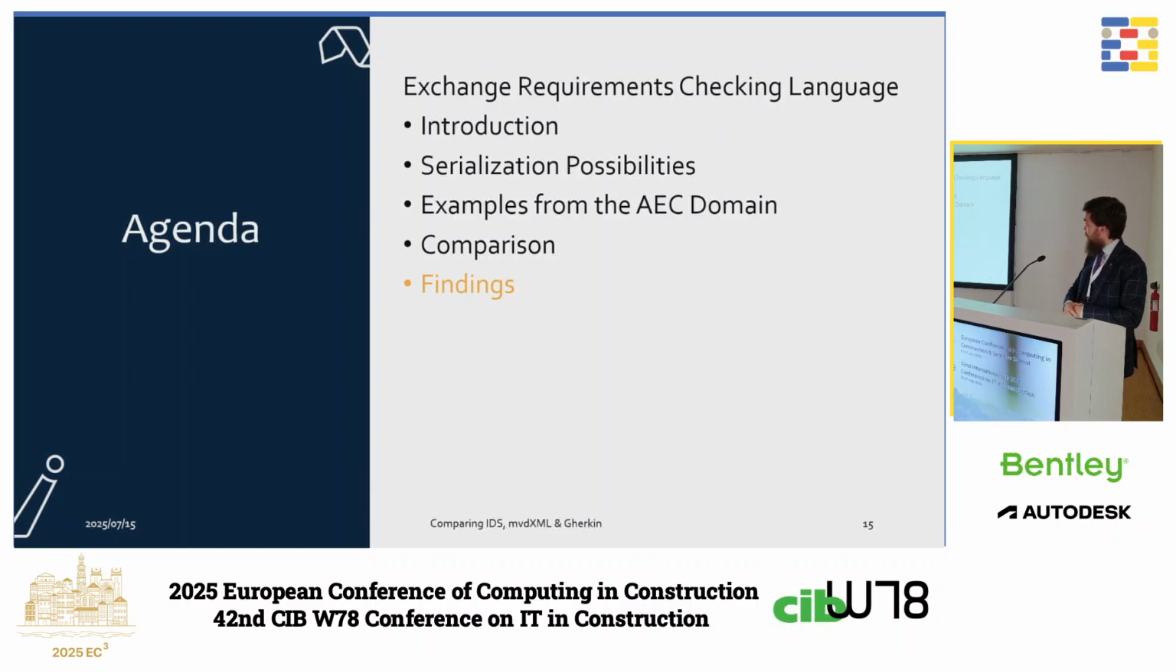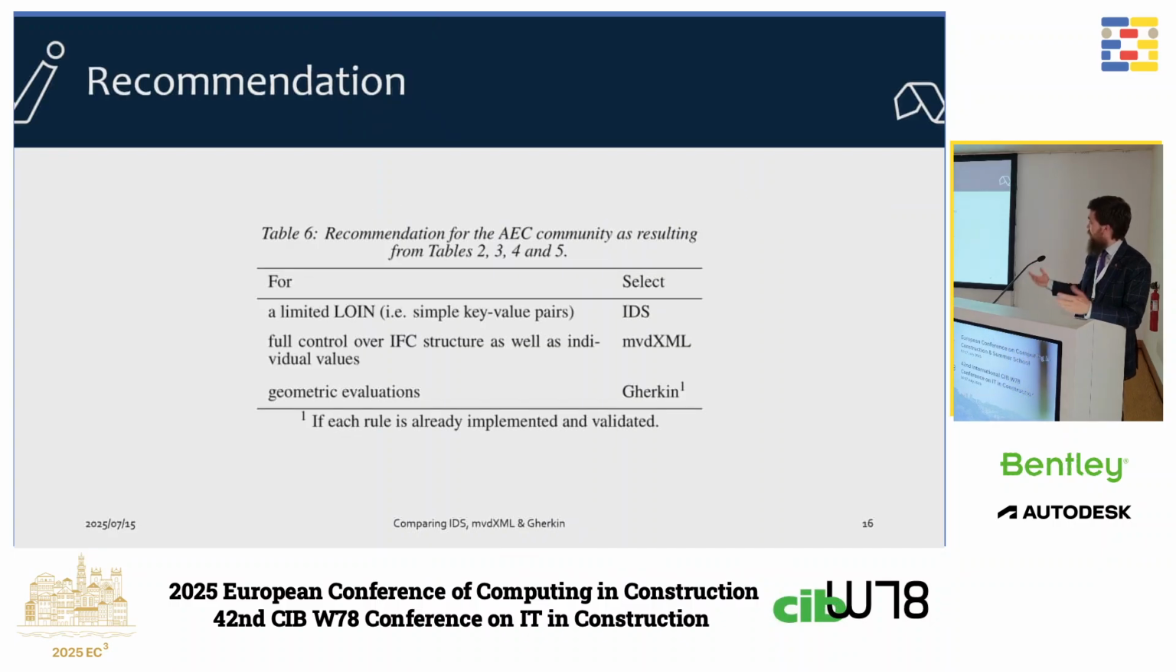So, our findings: the way we see it, if you have a limited scope, use IDS. It's a very strict, very small scope, and you can really do already a lot of things with it. If you want full control over the IFC graph structure, over the IFC exchanges and everything, use mvdXML. And if you need anything geometrical, you need to program Python, so choose Gherkin with Python.